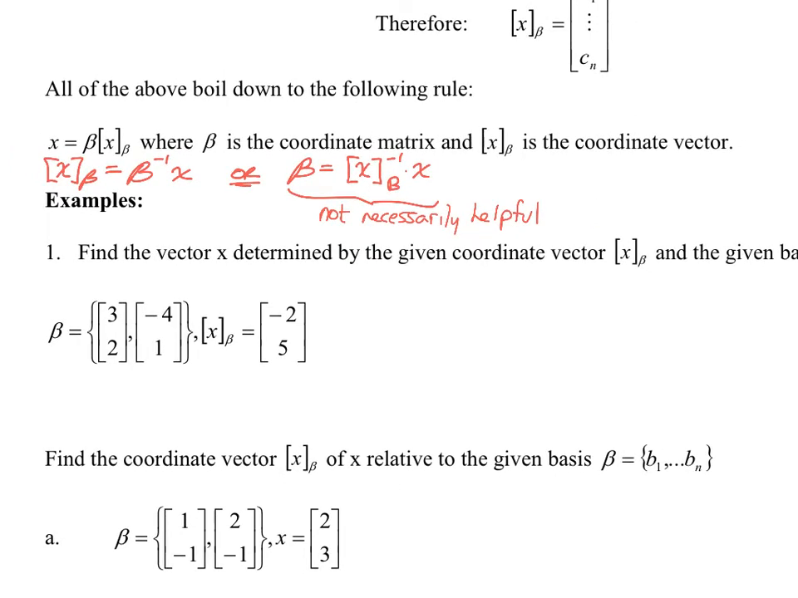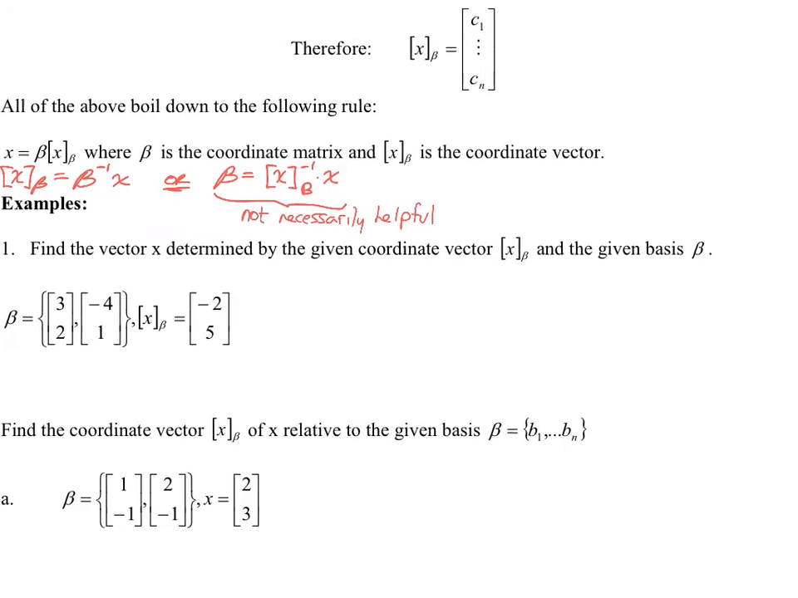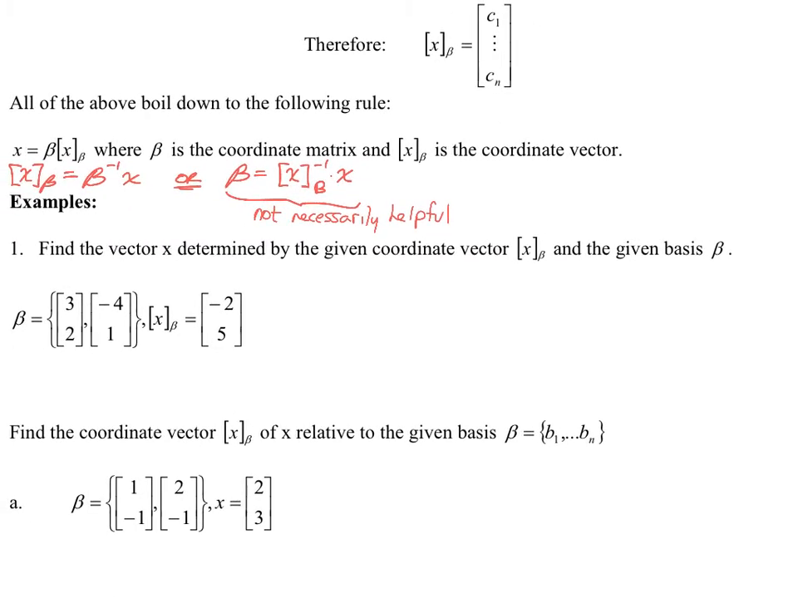Anyway, the examples here, I'll talk about, and we'll work on the skill, and then we'll get into why this stuff works the way it does. Find the vector x determined by the given coordinate vector x sub beta and the given basis beta. It's just plugging and chugging away. If I have these two pieces of information, all I have to do is multiply them, and I'll have what I need. So x is going to be equal to the product of beta and x sub beta.